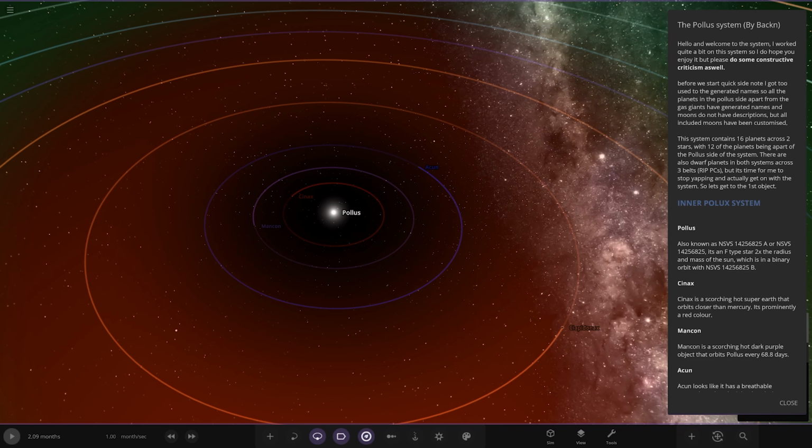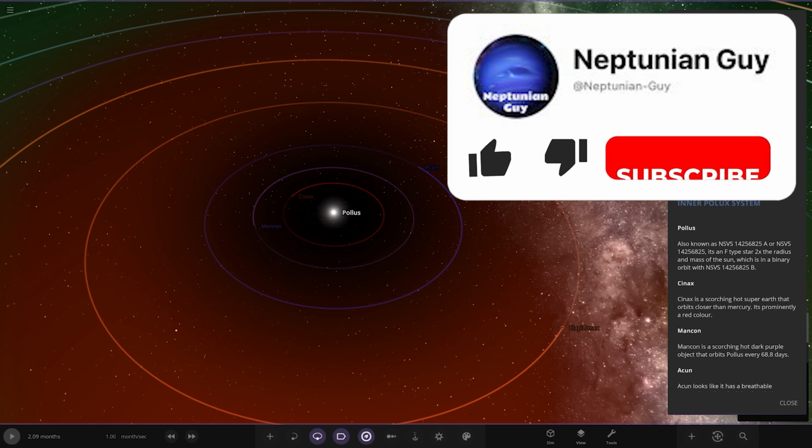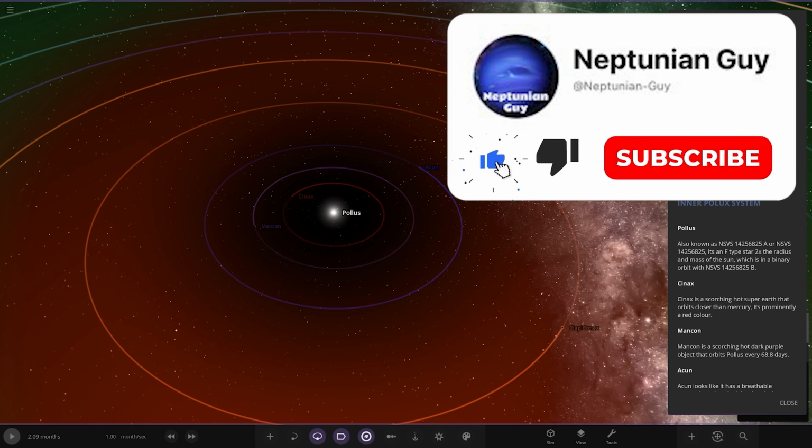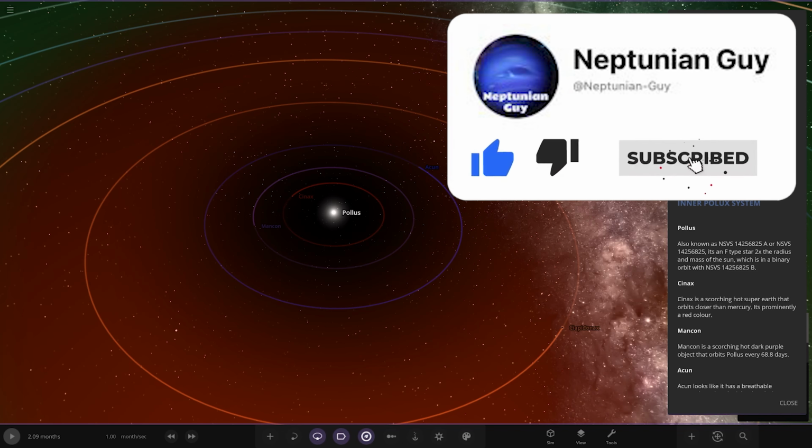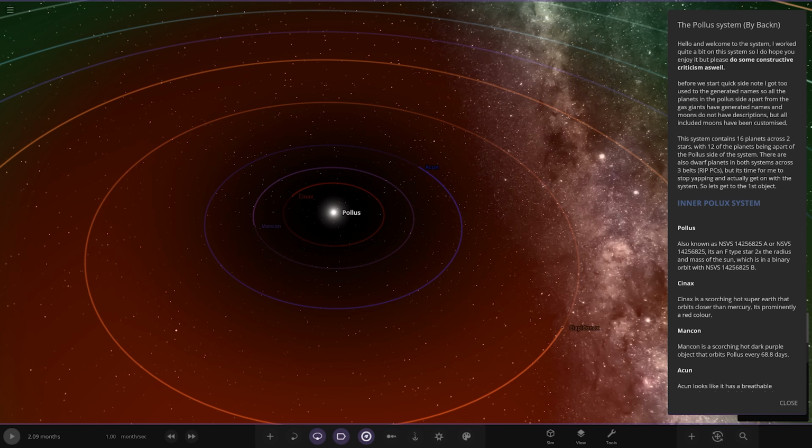To be honest, I don't mind the regular names because they're easier to say. So, there you go. This system contains 16 planets across two stars, with 12 of the planets being part of the Pollus side of the system. There are also dwarf planets in both systems across three belts. RIP PCs. But it's time for me to stop yapping and actually get on with the system. So let's get on to the first object.